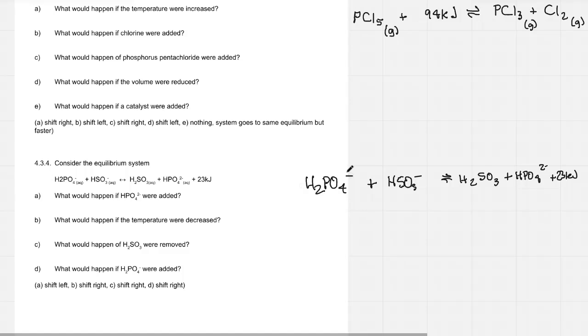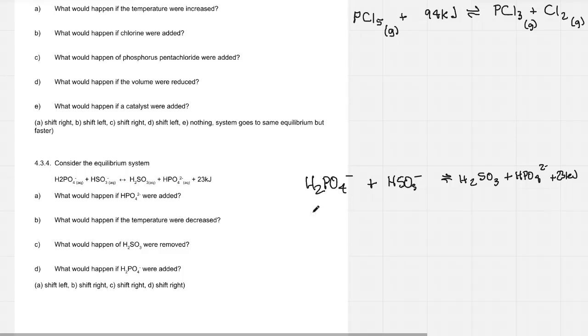What if we add HPO4 minus? That's this. If we add that, can you do it without drawing the arrows? What's going to happen? The system's going to go down on the right, up on the left, correct? It has to go down to cancel this stress, and if the right side goes down, the left side has to go up. So this will shift the equilibrium towards the left.